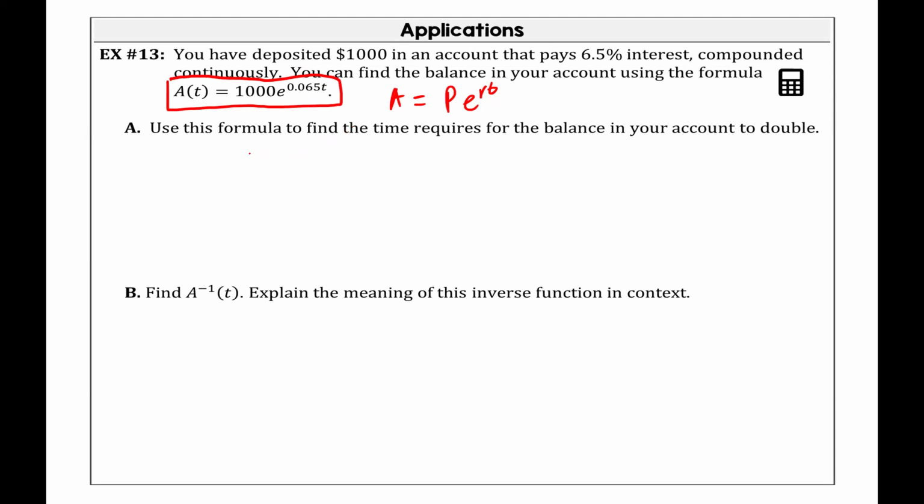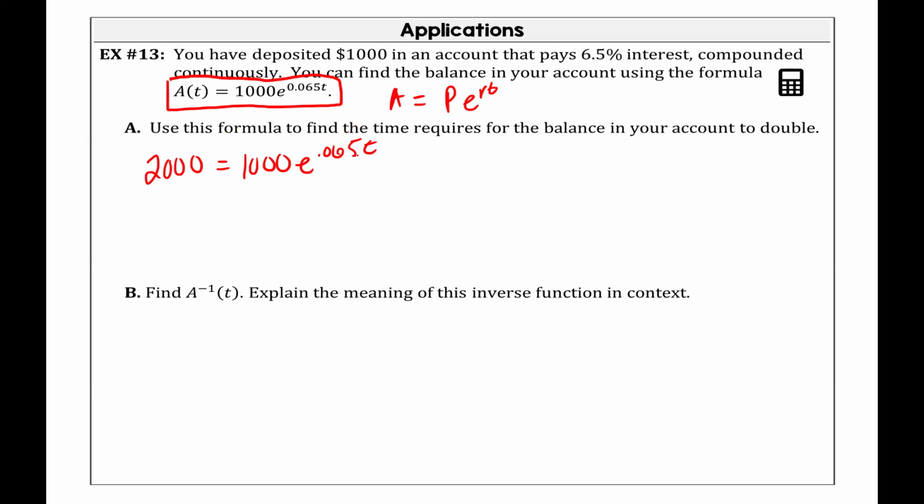And so it says, use this formula to find the time required for the balance in your account to double. So currently you're at 1,000. To double means that it's going to be at 2,000. So you're looking for how long it will take you to get $2,000 following 1,000 e to the 0.065 t. Okay. And we're going to use the calculator to do this.